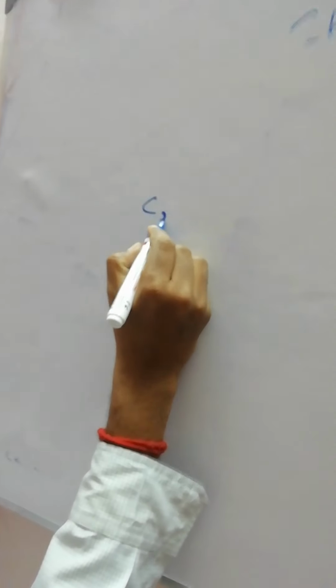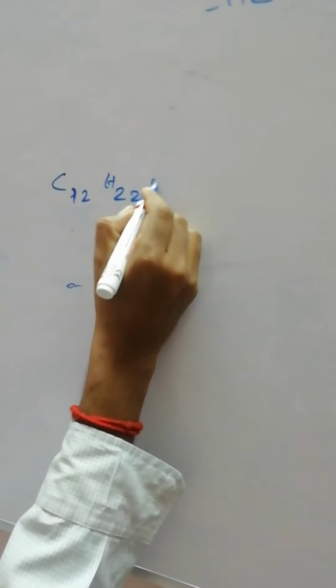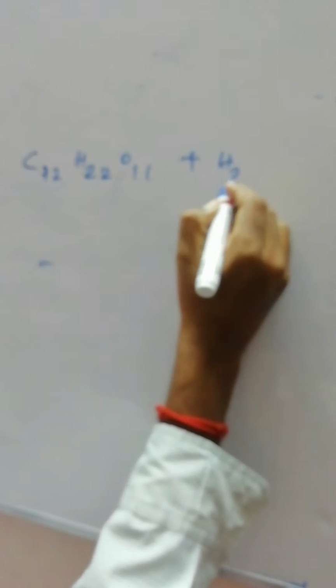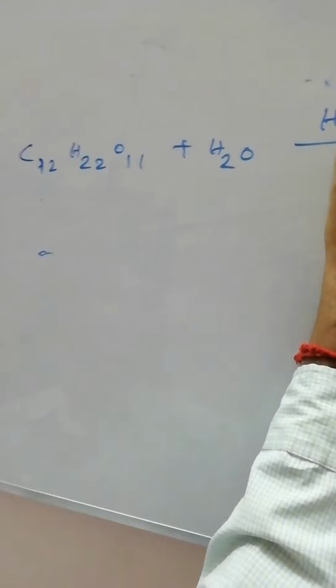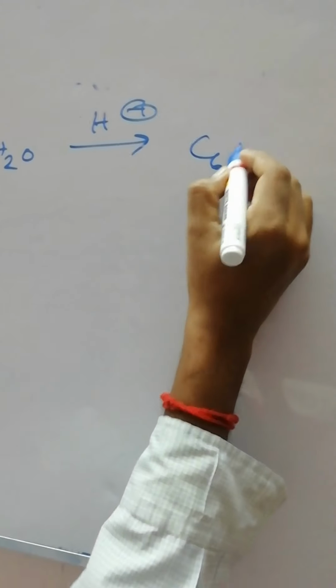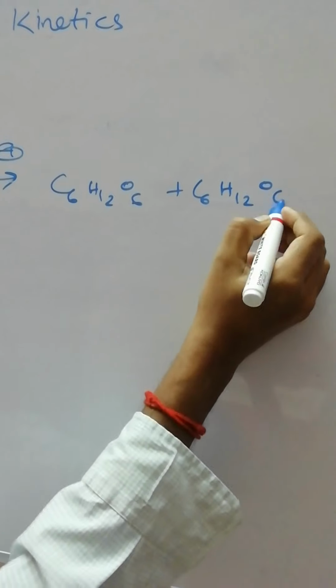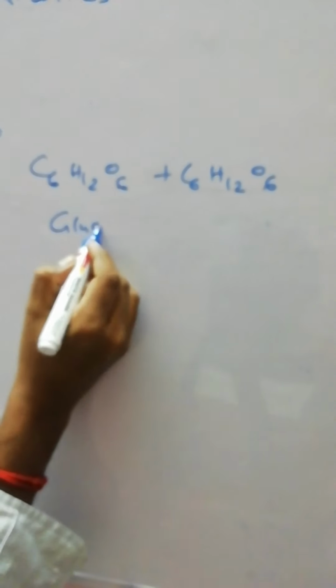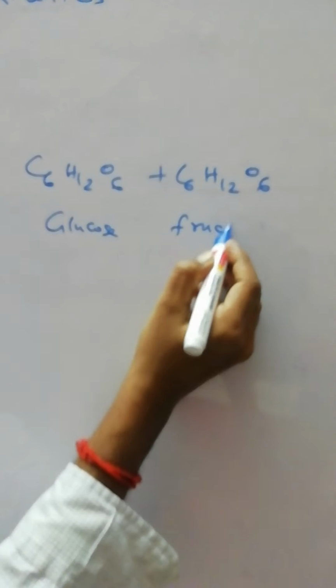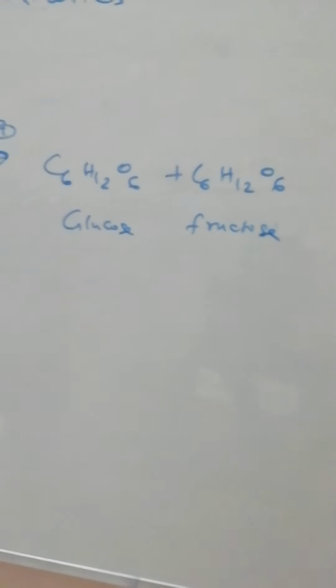Examples of pseudo first order reaction. Let us see some examples. The inversion of cane sugar is an example of a pseudo first order reaction. C12H22O11 plus H2O in the presence of acidic medium will form C6H12O6 plus C6H12O6, glucose and fructose. This is cane sugar.